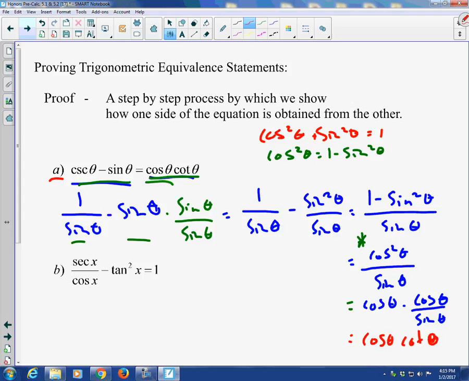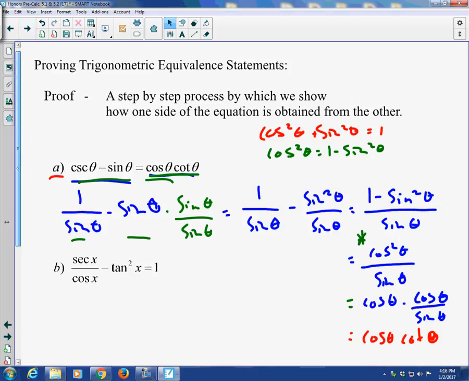In general, when we take the more complicated side of the equivalence statement, what we're really doing is looking to simplify to a place where we can then manipulate that simplified expression to get our target expression, which is what we've got right here. That might not always seem obvious, but I think it gets clearer and clearer the more you try these.